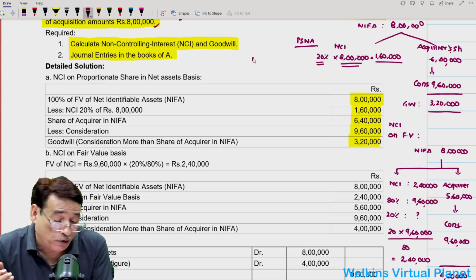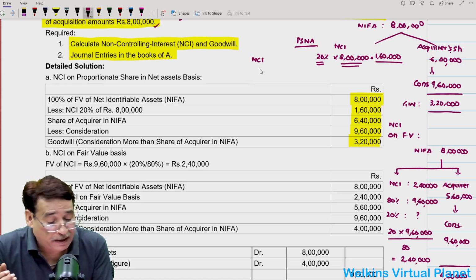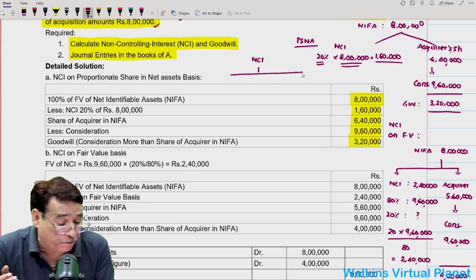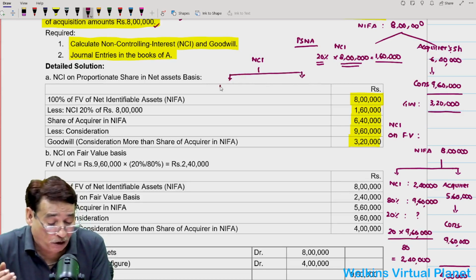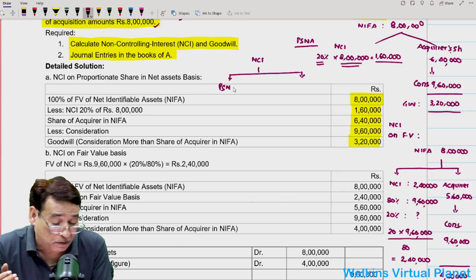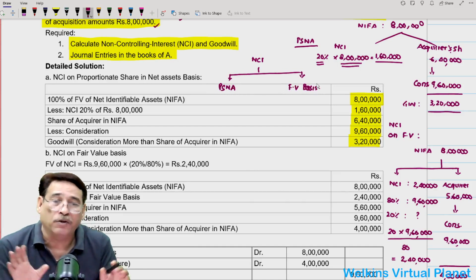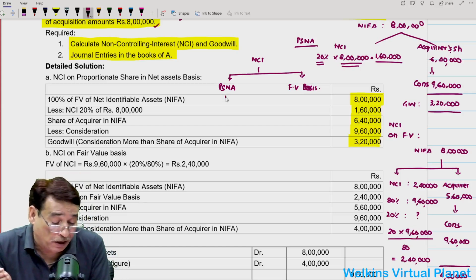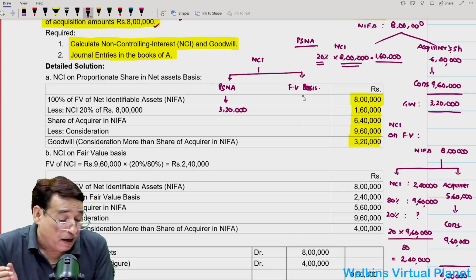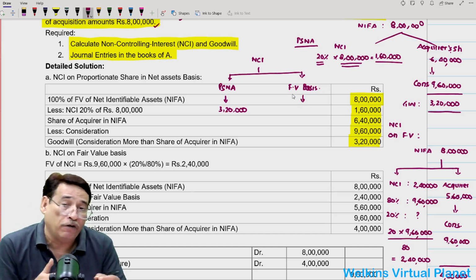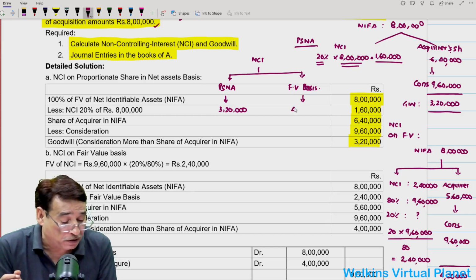At least by now, you are familiar with one thing, that NCI can be measured on proportionate share of net assets basis, on PSNA basis, and it can be measured on fair value basis. At least this is clear to you, correct? You must have also noticed that when we computed NCI on PSNA basis, we got the amount of goodwill as 3,20,000. And when we computed NCI on fair value basis, the amount of goodwill which we got is equal to 4 lakh, isn't it?